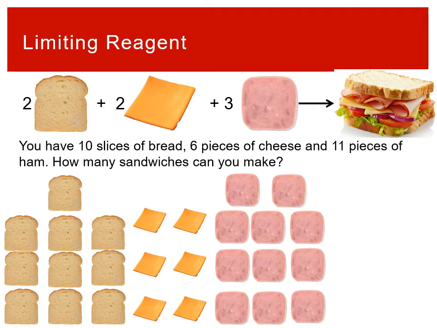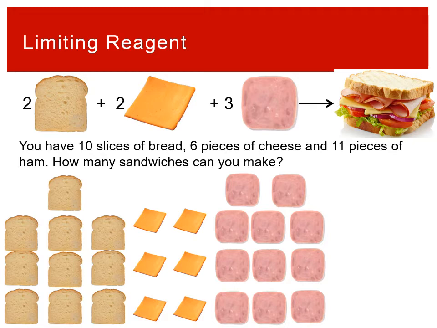We know that this top relationship tells you the necessary ratios. Those ratios are how you make a sandwich. Those ratios do not describe how many of those ingredients you have. You just have some. You bought packages of this stuff at the store. You have some left over. You got 10 pieces of bread, 6 pieces of cheese, 11 pieces of ham.